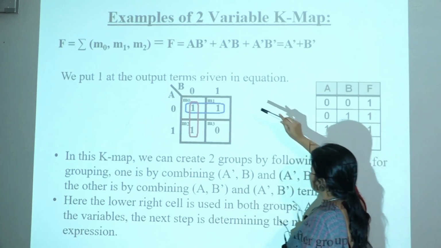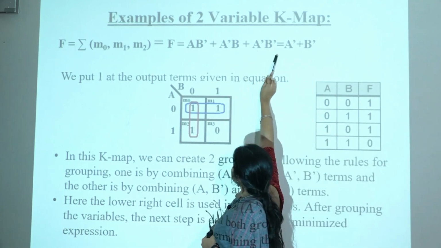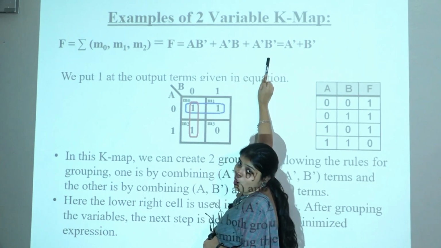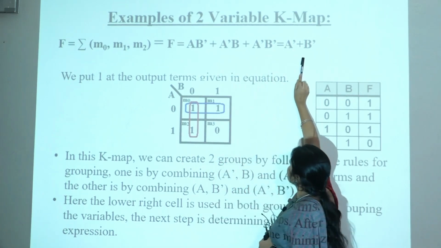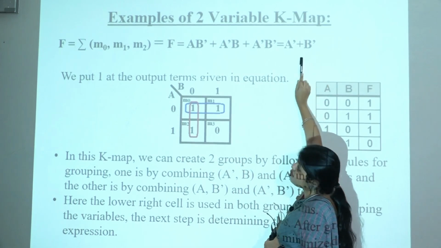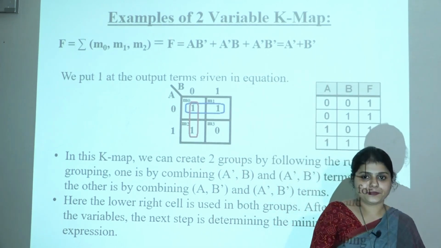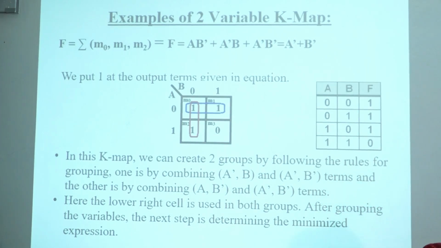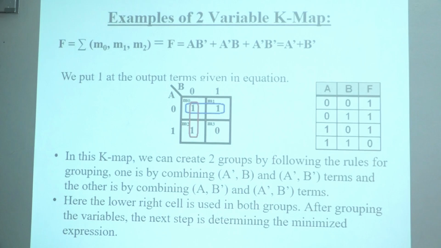Okay. Now the original expression had three product terms with two ORings, but the reduced expression has only two literals with only one ORing. Okay. So A bar plus B bar is the reduced expression. Okay. Now look at this.